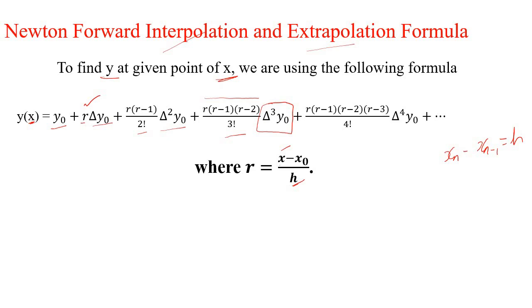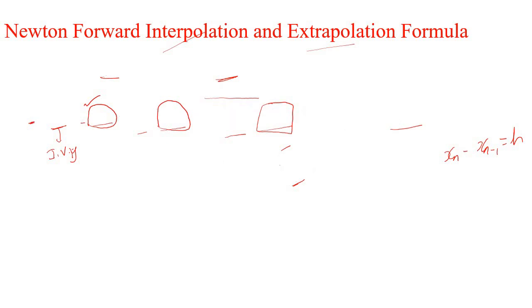Sometimes the values of x may be 0, 2, 4, 6, 8. In that case, the difference is 2. So the step length is 2. Now, the first term is y naught, that is the initial value of y. What about this? Delta y naught, delta square y naught, delta cube y naught, delta power 4 y naught are called leading forward differences.